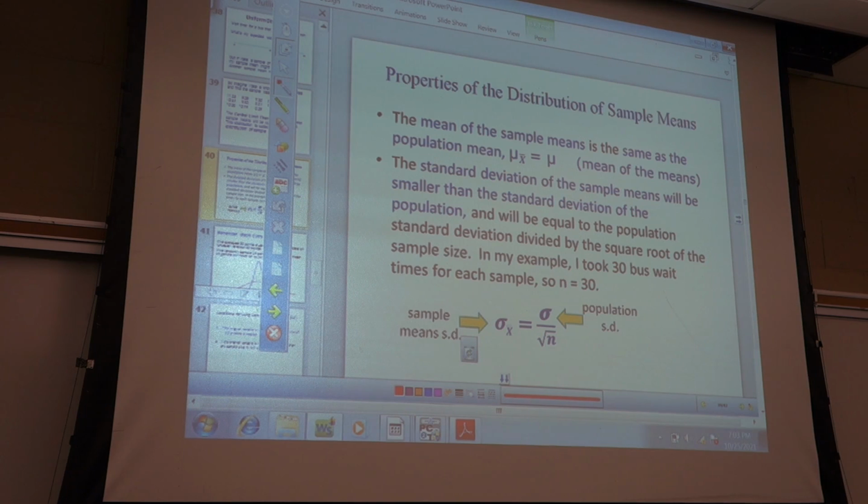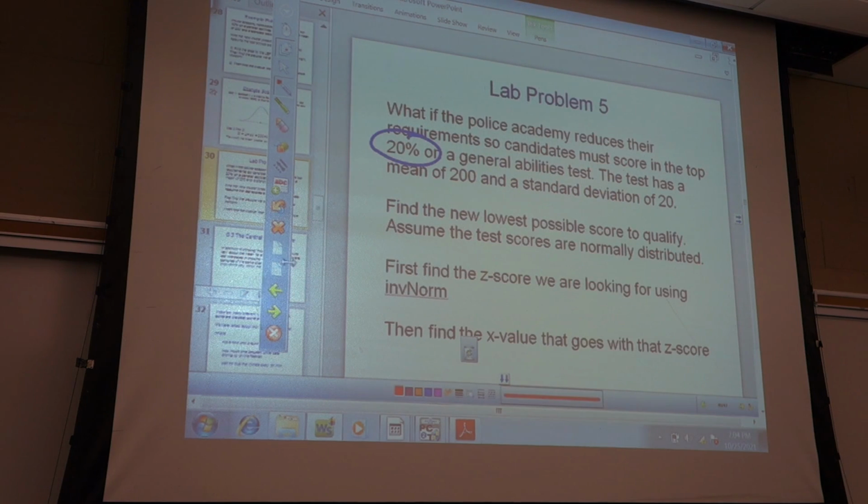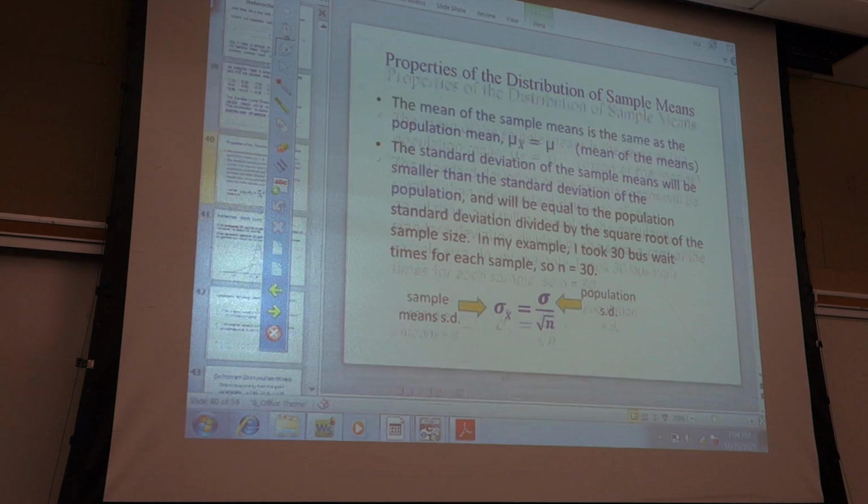All right, so now we're taking a look at this standard deviation. Why is the standard deviation smaller? Well, this is why. No, sorry, my bad. This is why.